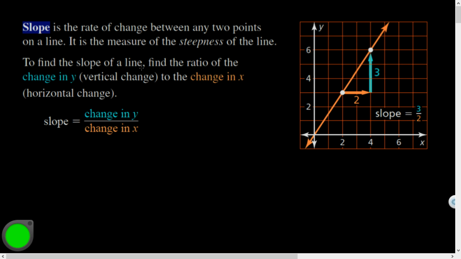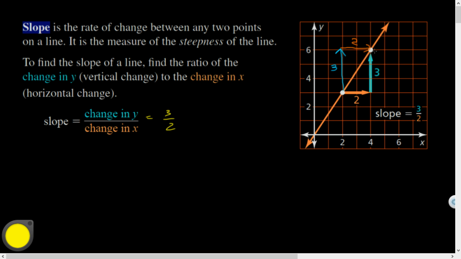To find the slope of a line, here we go. These are pro tips. Find the ratio of the change in y, the up piece, to the change in x, the over piece. So slope is equal to the change in y, which is moving up 3 units, to the change in x, over 2 units. So the steepness of the line is going to equal 3 over 2.